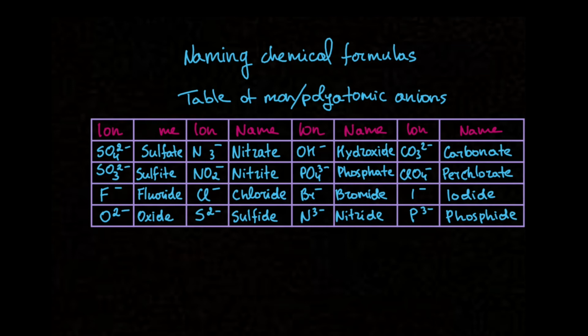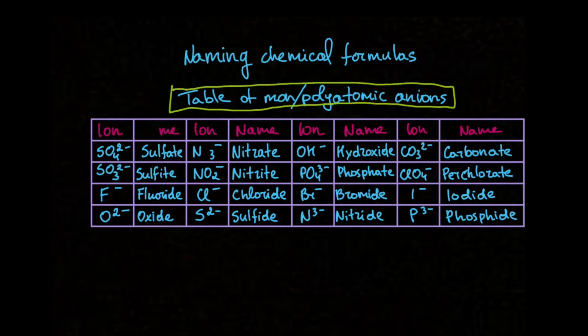Hello guys and welcome to this lecture about naming chemical compounds from different formulas. As you can see, I have a table of monatomic and polyatomic ions with their formulas and names. You should notice that all ions in the table are anions.